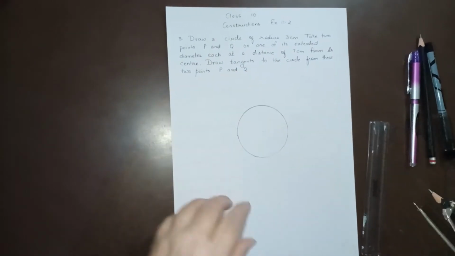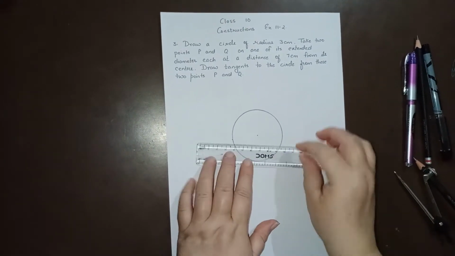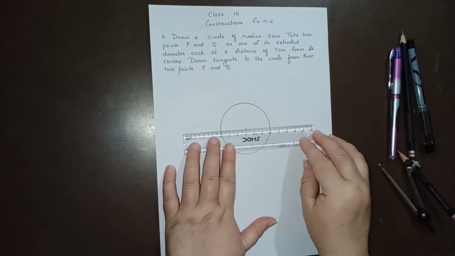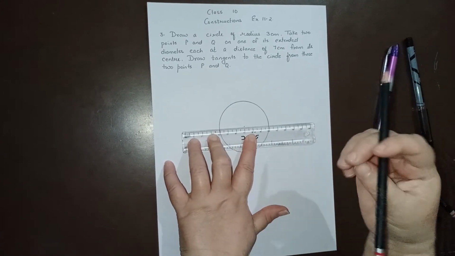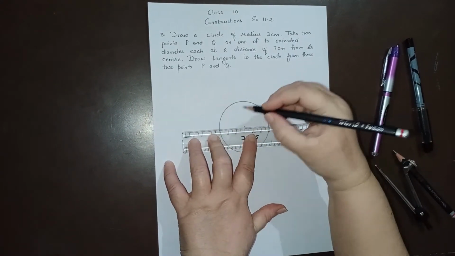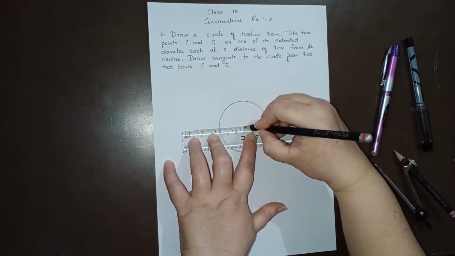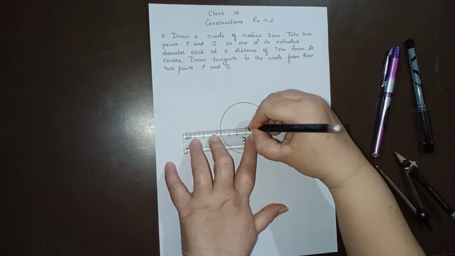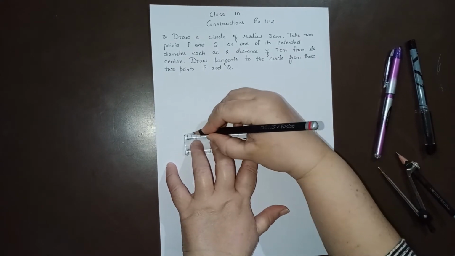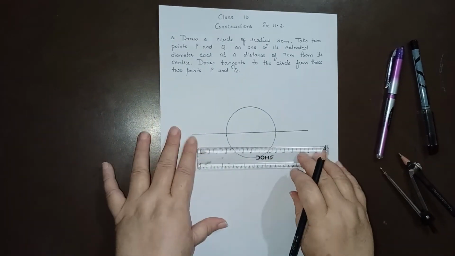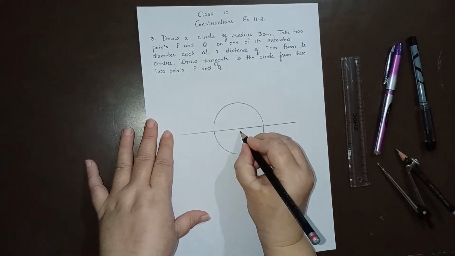Now you have to make a diameter, and this should be an extended diameter. That is, make a diameter and extend it on both sides like this. So we have made the extended diameter. This is the center of the circle.